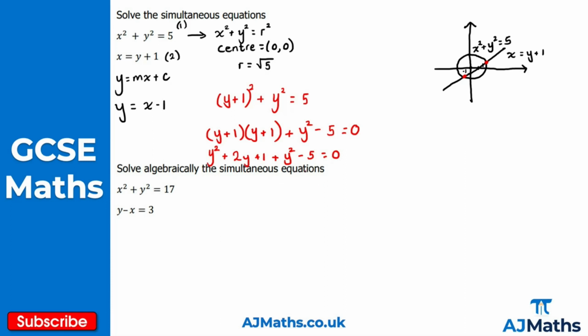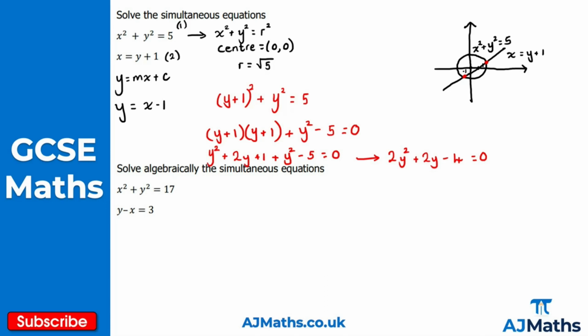So if we collect like terms here, what I get is 2y squared, so y squared plus y squared. I've got 2y here and there's no other y, so that's just 2y. And then finally we've got 1 minus 5, which gives me minus 4. And this is all equal to 0. So like we said, we've got our quadratic equation now in terms of y. So what we want to do now is solve this quadratic equation. And remember, for a quadratic equation that is equal to 0, we just want to factorize this, okay?